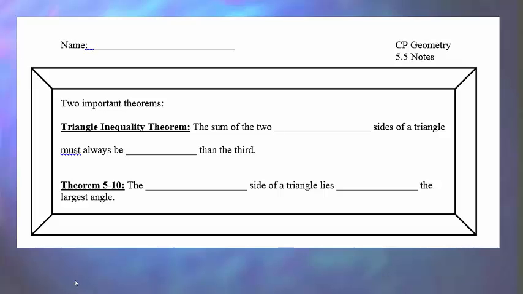Today's lesson is going to be pretty short. It's really just covering two theorems, and then we'll practice doing some problems that use those theorems, and that'll be it.